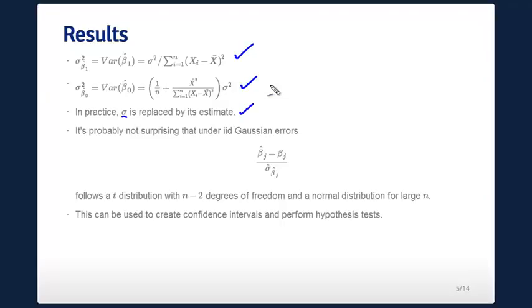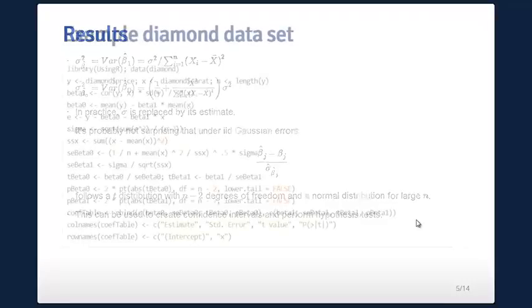And then under IID Gaussian errors, this expression, beta j hat minus beta j over its estimated standard error, follows a t distribution with n minus 2 degrees of freedom. If you're used to the single group t-test, then you'll have noticed we lost an extra degree of freedom because we have to estimate one extra thing than we normally do. And then for a large n, it follows a normal distribution, and you can use this to create confidence intervals and perform hypothesis tests that you already know how to do at this point.